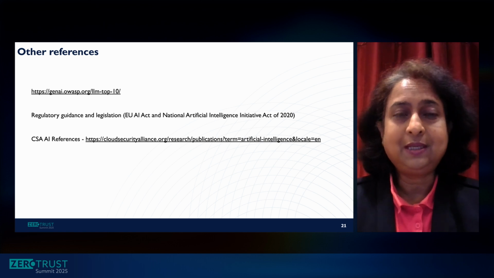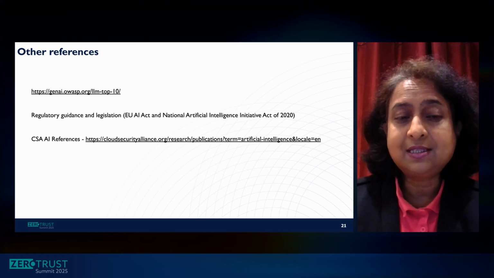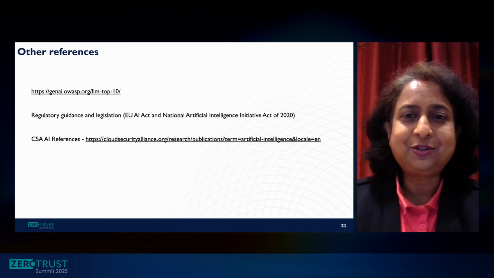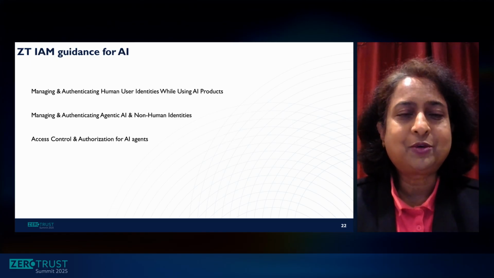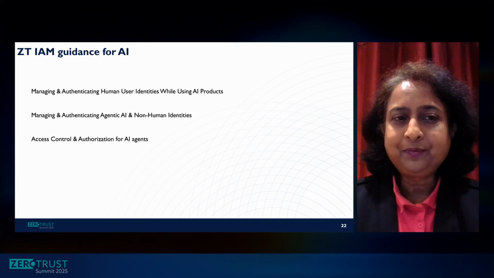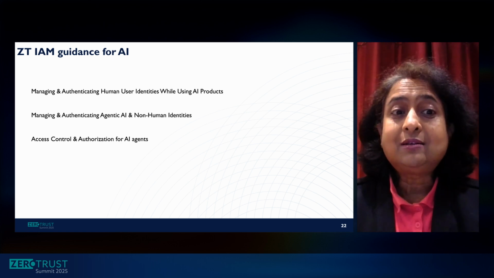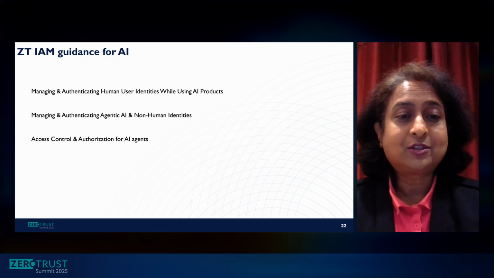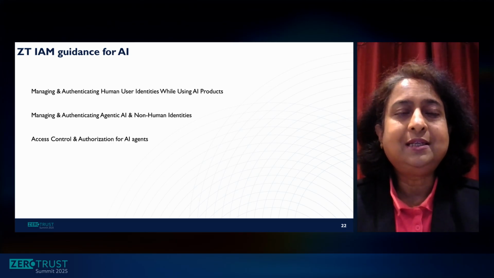Now, we have other references as well, along with our NSTAC report. That is the OWASP top 10 risks. Then there is the regulatory guidance and legislation. And there are a lot of CSA AI references. We invite you to go and have a look at all of these other references as well. Along with the zero trust guidance I provided in the previous slides, there is also a specific zero trust IAM guidance for AI, that is managing and authenticating human user identities while using AI products, managing and authenticating agentic AI and non-human identities, and access control and authorization for AI, because any of these going wrong can still lead to compromise of enterprise data in LLM environments.